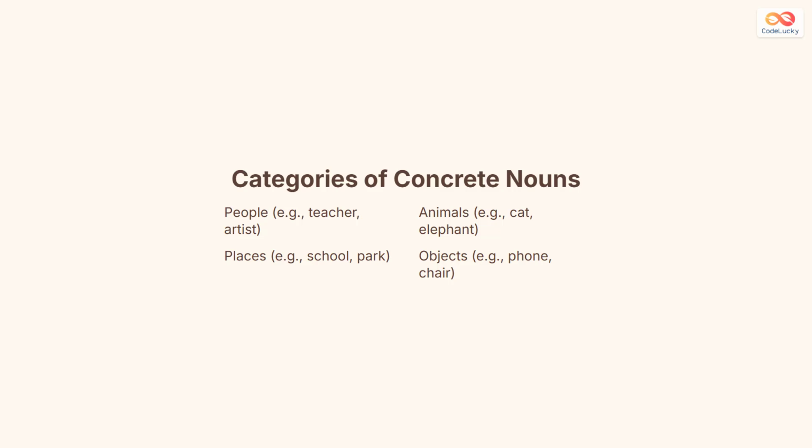Concrete nouns can be divided into 4 main categories. They include people, such as a teacher or artist, animals like cats or elephants, places, for example, parks or schools, and objects, such as phones or chairs.